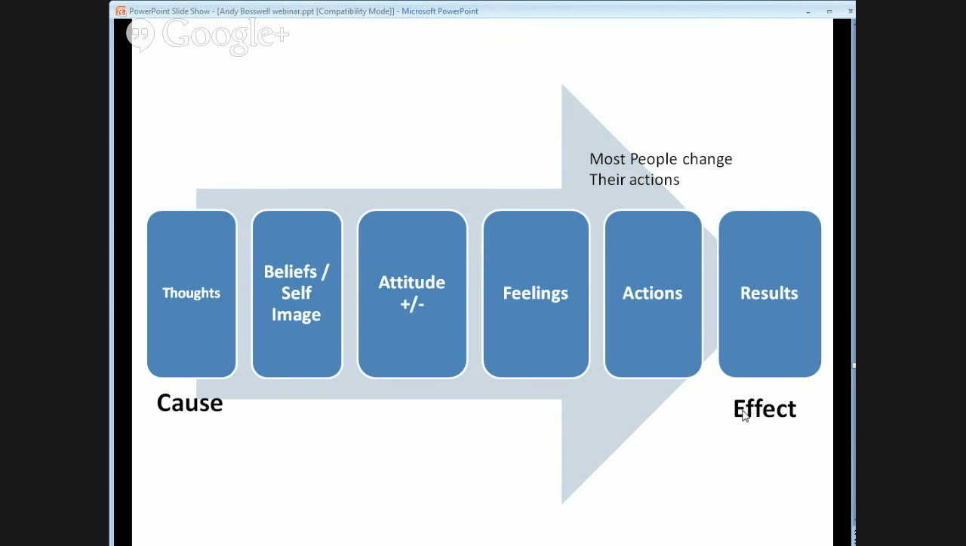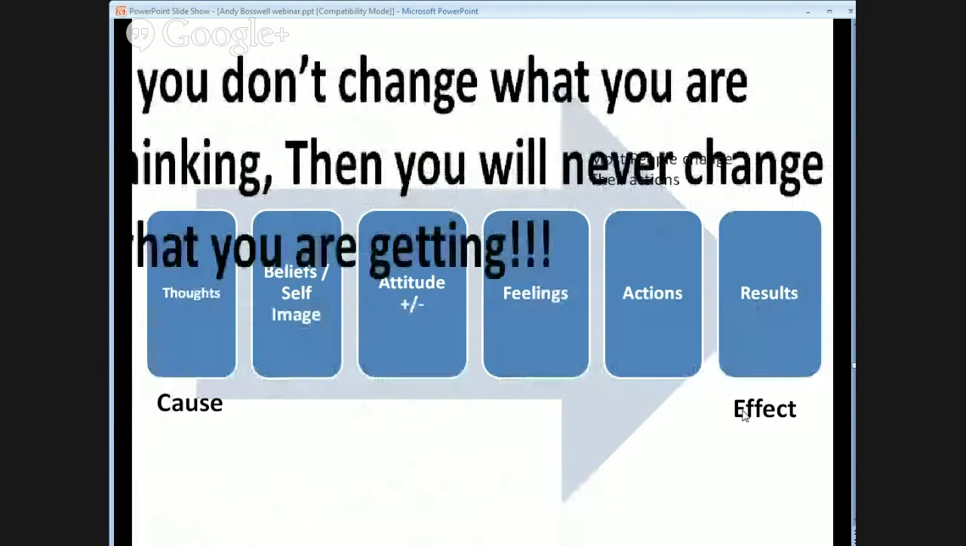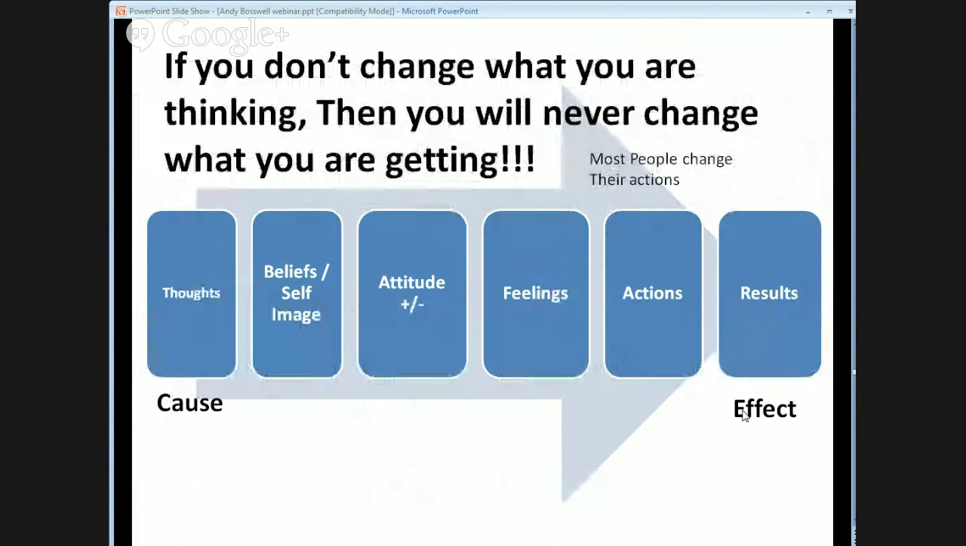So, for example, if you don't change your thoughts, you will never change what you're getting. So if you don't change what you're thinking, then you'll never change what you're getting. It's not changing your actions that changes your results, because that is only temporary. That will only last for a short period of time. Because if you've still got the original thoughts, the original beliefs, the original attitudes and the original feelings, eventually you will go back to taking the original actions. So you need to change your thoughts if you want to change your results. I hope that makes sense.